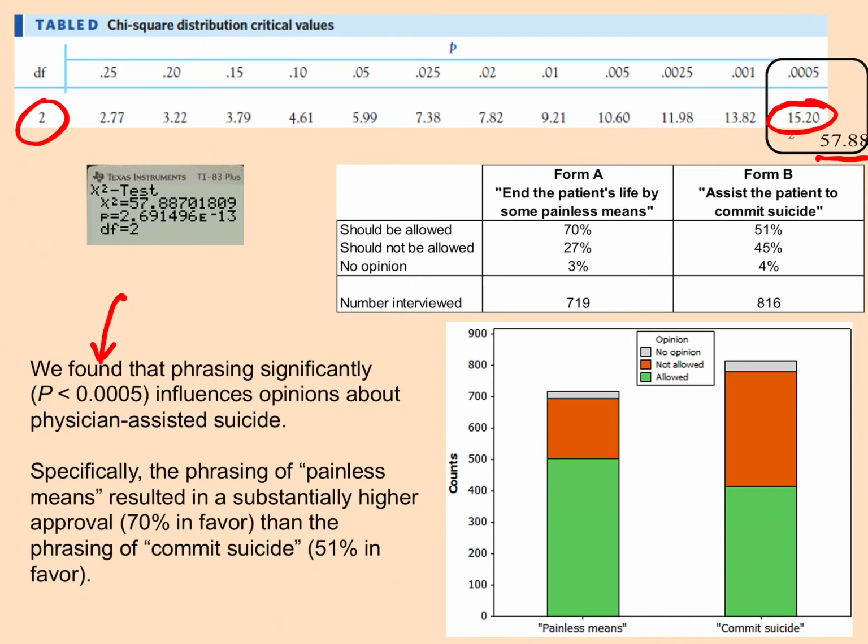The phrasing of painless means resulted in a substantially higher approval, 70%, than the phrasing of commit suicide, 51% in favor. And you can see that right here. So look at the orange section, not allowed. Painless means, far fewer said it was not allowed there than under commit suicide. For allowed, more people said it was allowed when the question was asked using the phrase painless means than when it was phrased using the phrase commit suicide. So we do find significant evidence here that the way that the question was phrased does actually affect the way that people respond.